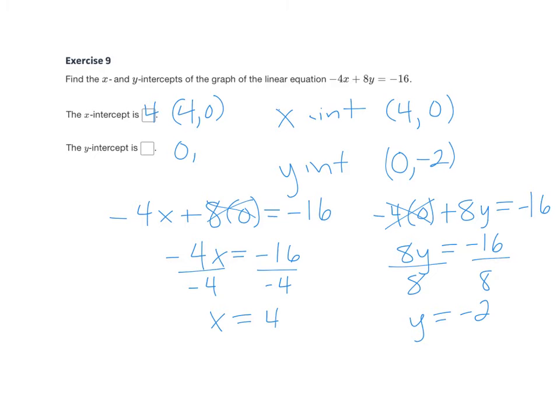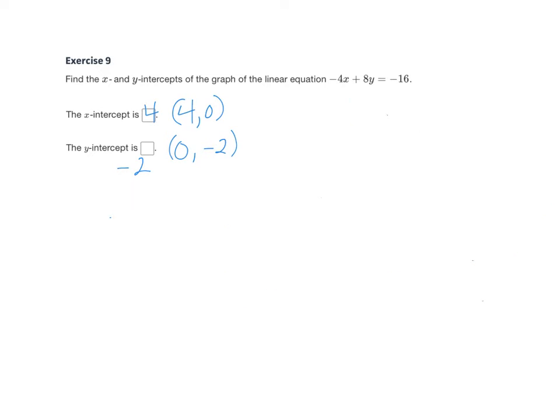0, negative 2. And the textbook may have just wanted negative 2. Alright, let me show you the quick graphs cover-up method. Now to do the cover-up method, I'm just going to rewrite this. I would have negative 4x plus 8y is equal to negative 16.